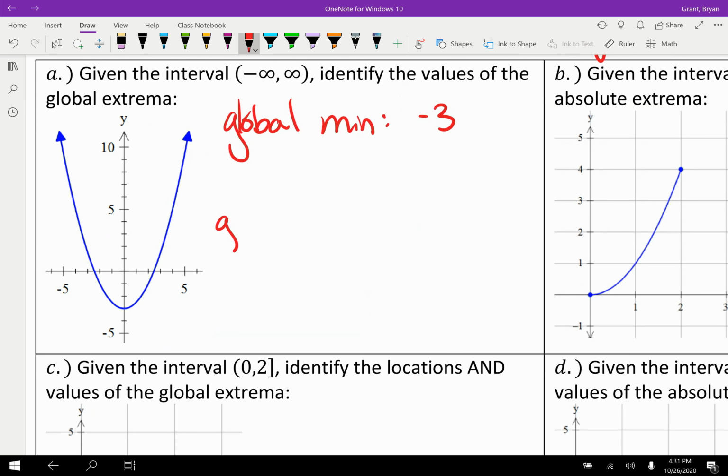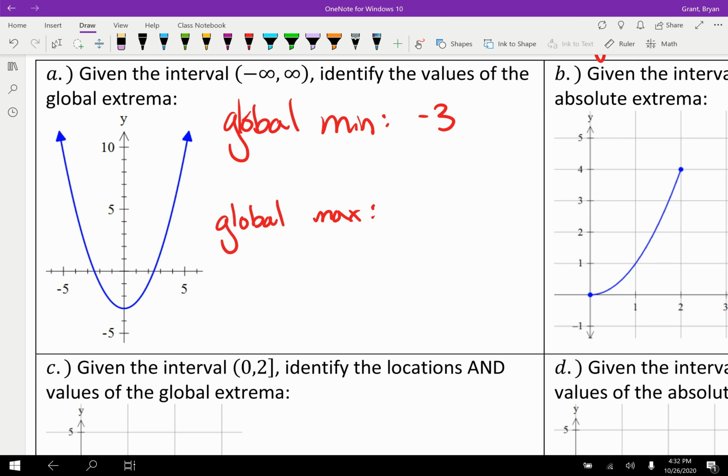And then they asked for the global max as well. Well, the global max is the highest our graph ever gets, but our graph goes up infinitely far, doesn't it? That's what those arrows are for, and especially knowing what we do about this interval, it means the graph goes forever. There is no global max.